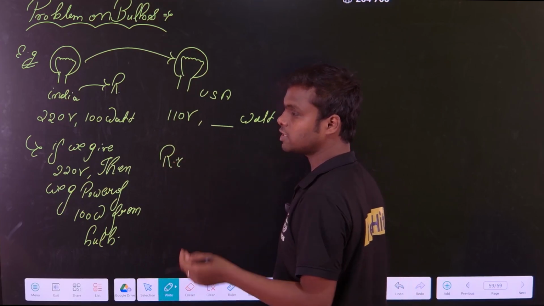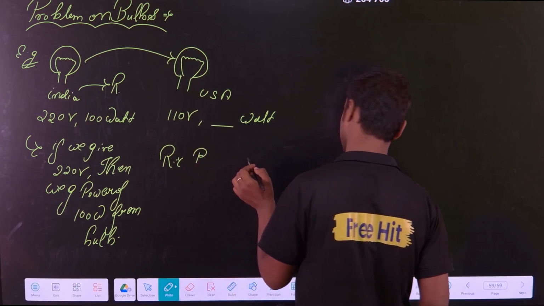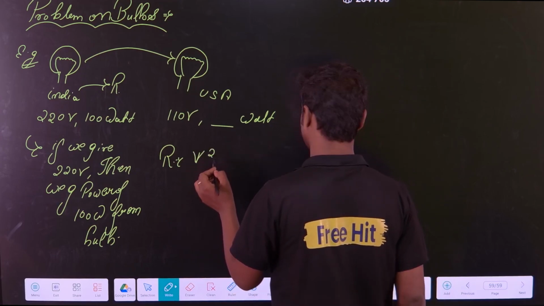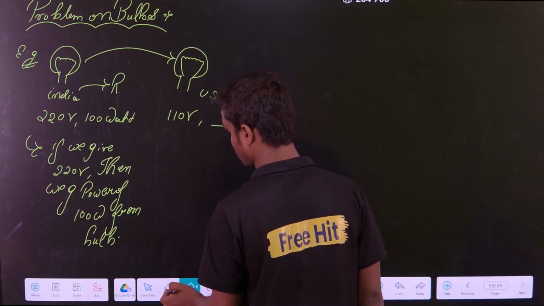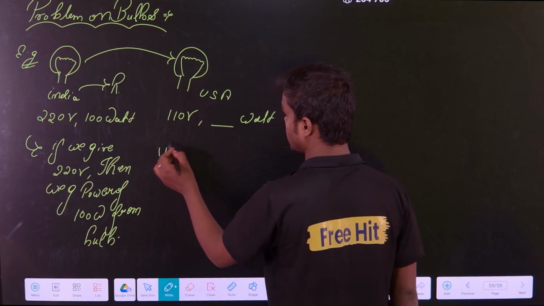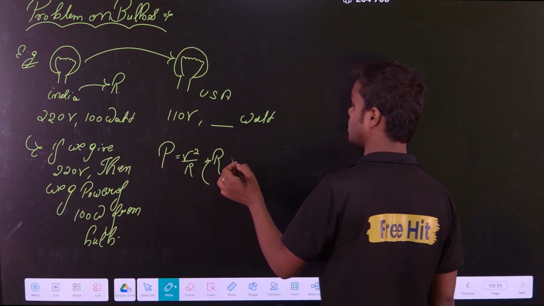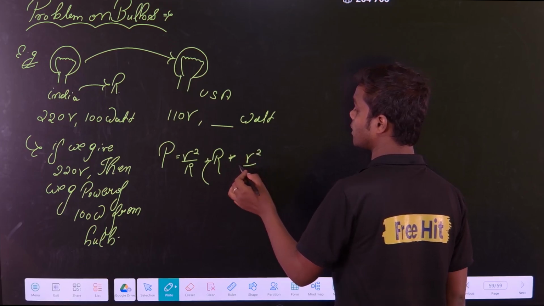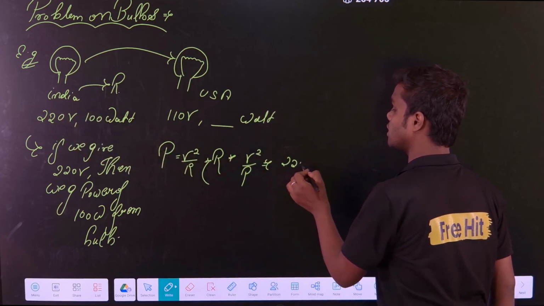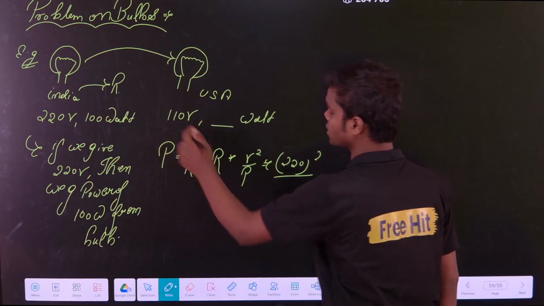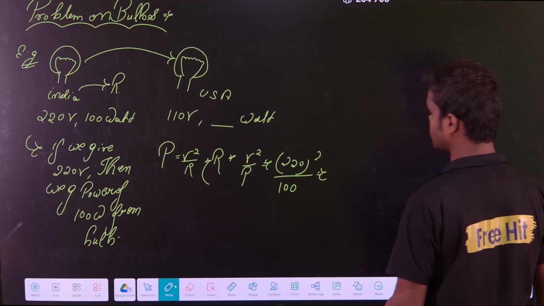Resistance will be simple. Power is equal to V square by R. So what is my R? R will be from here, that is equal to V square by power. Now what is V square? From the Indian standard we know that it is 220 volt square. The power rating is 100 watt. So what is the resistance you will get?